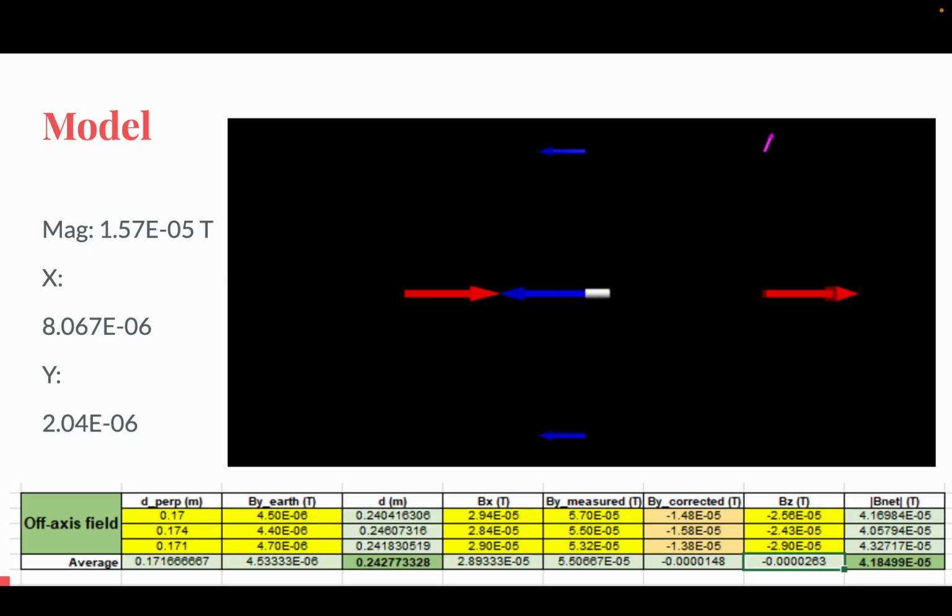Here's the model. Given a magnitude of 1.57 times 10 to the negative fifth teslas, the x component is 0.067 e to the negative 6, and the y component is 2.04 e to the negative 6. And then the off-axis data again.